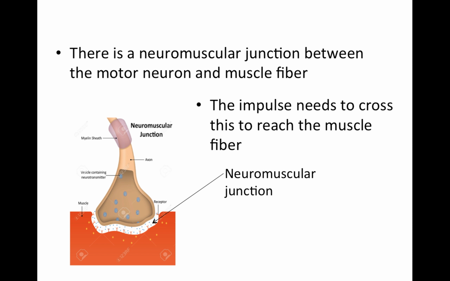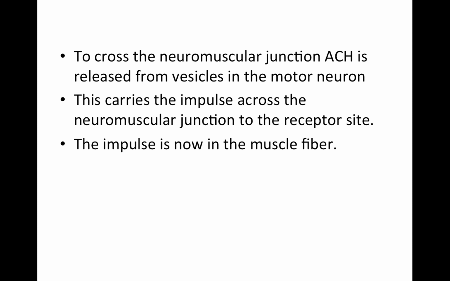Between the motor neuron and the muscle fibre there is a gap, which is called the neuromuscular junction or a synaptic cleft. The impulse needs to cross this neuromuscular junction to reach the muscle fibre. It can cross because acetylcholine, or ACh, is released from the vesicles in the motor neuron. The acetylcholine floods the neuromuscular junction and carries the impulse to the receptor site, so it is now in the muscle fibre.